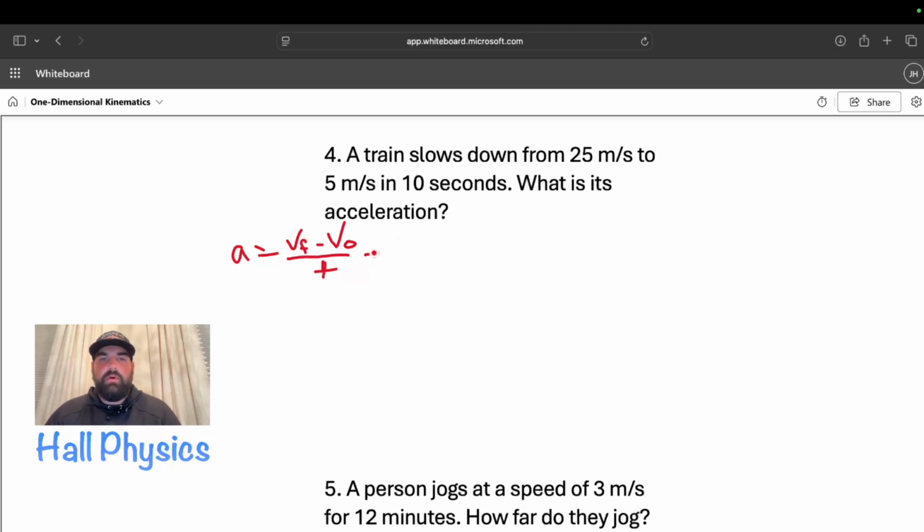So let's plug in our numbers here. Our final velocity here is actually 5 meters per second, sorry, 5 meters per second. And our original velocity is going to be 25 meters per second.